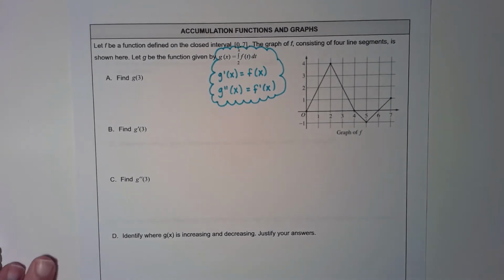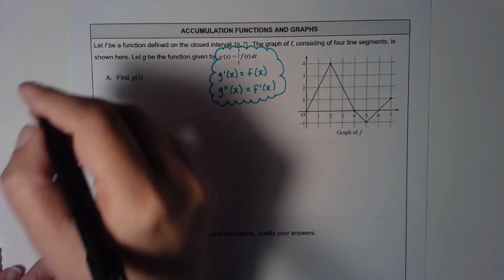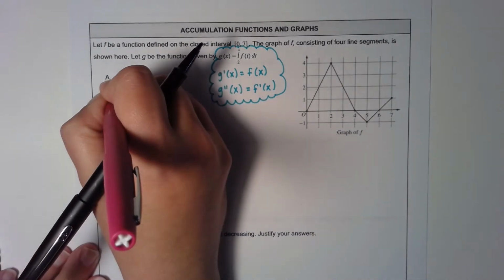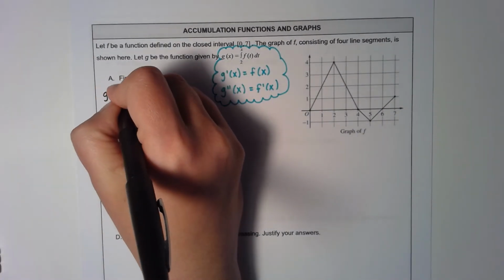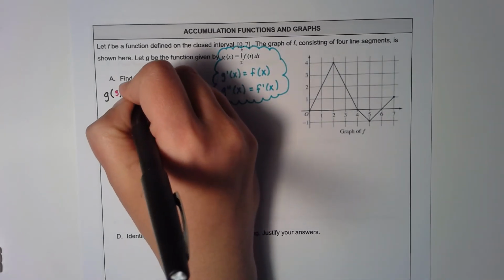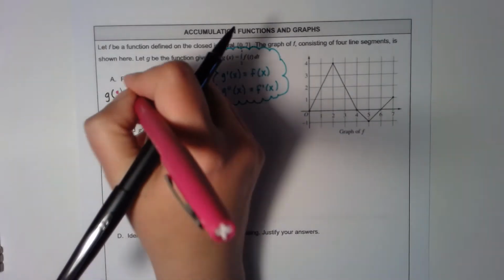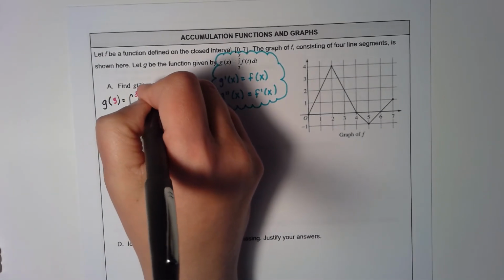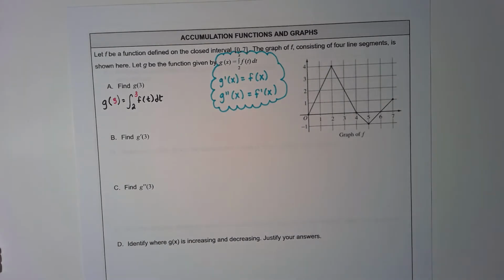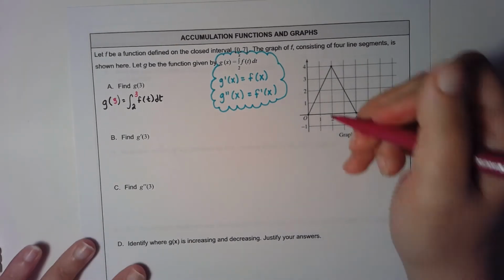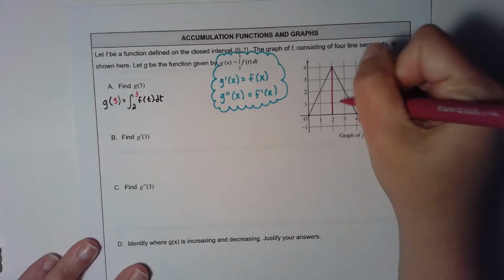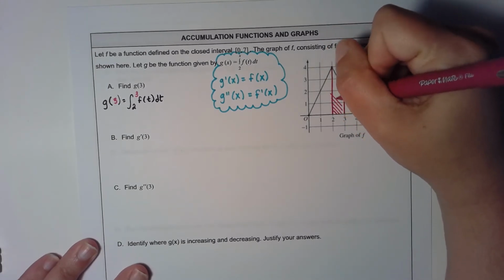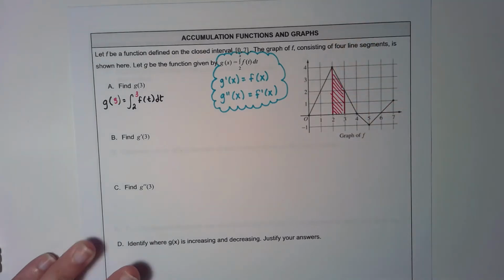Now, problem A here says find g of 3. So to find g of 3, and how you show your work here is important because on the AP test, you need to show your thinking, all you're going to do is take the number 3 and plug it into the integral. So it's the integral from 2 to 3 of f of t dt. Now, the integral from 2 to 3, if I go to this graph, because this is the f of x graph, is going to be the area between 2 and 3, because an integral means find the area.